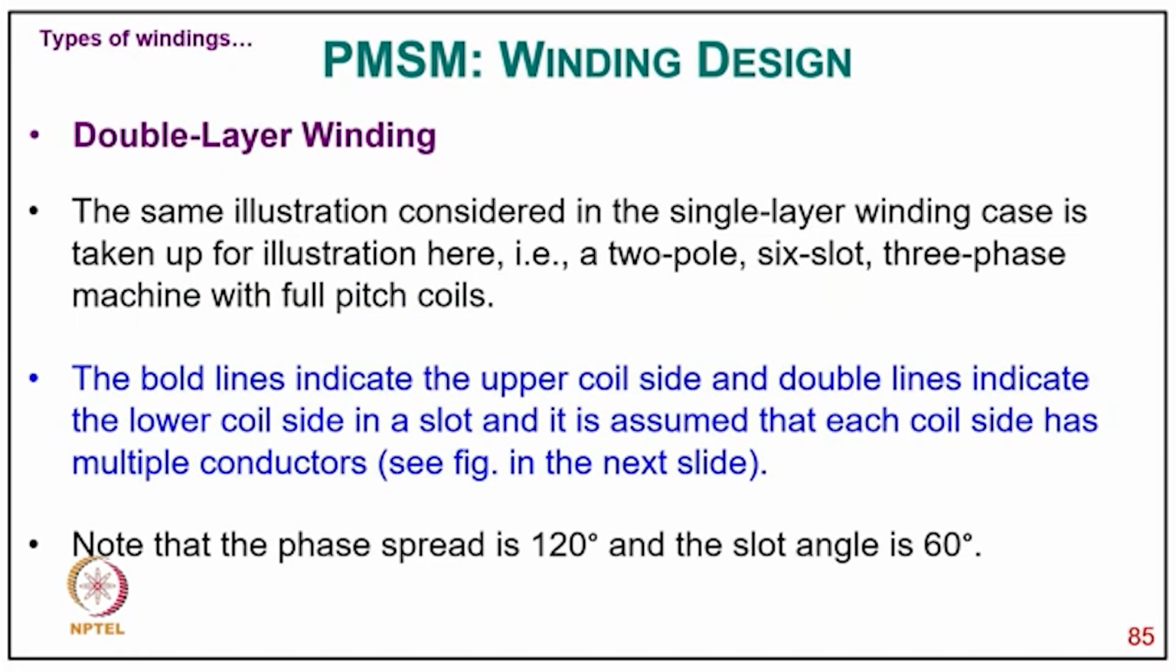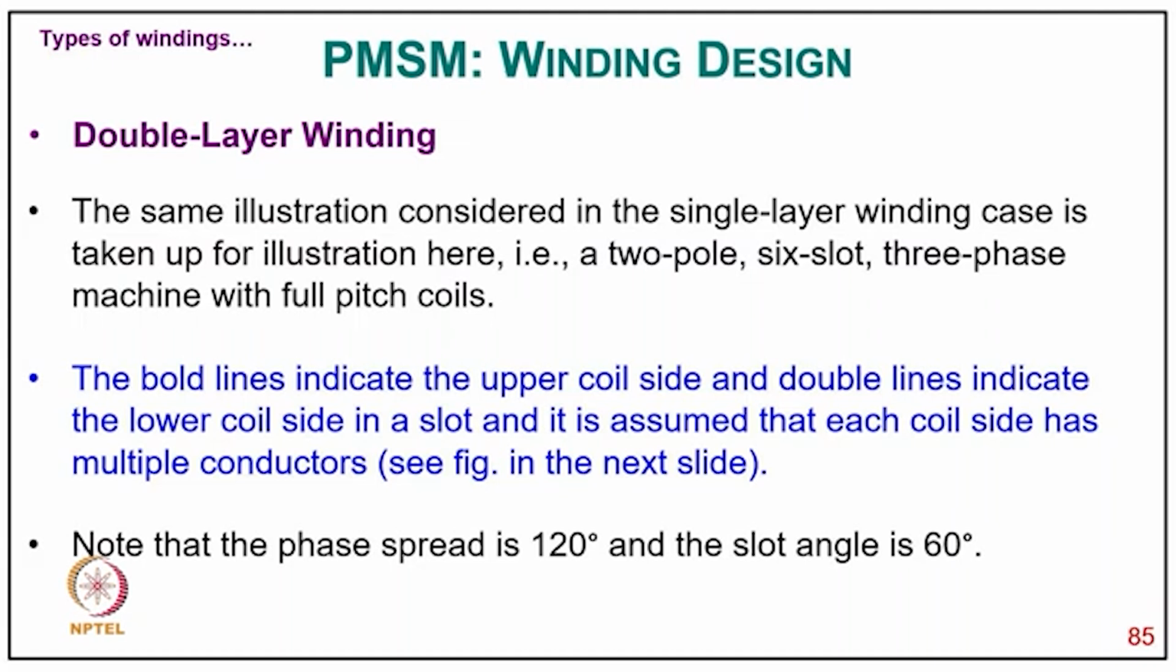Now coming to double layer winding, the same illustration considered in the single layer winding case is taken here. That is the 2-pole 6 slot 3-phase machine with full pitch coils, where the bold lines indicate the upper coil side and the double lines indicate the lower coil side in the slot. It is assumed that each coil side has multiple conductors in the figure.